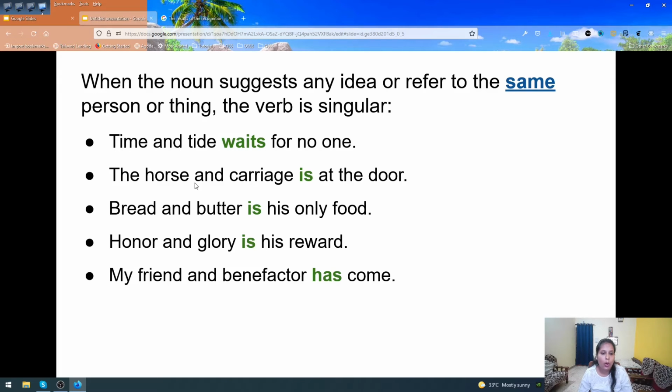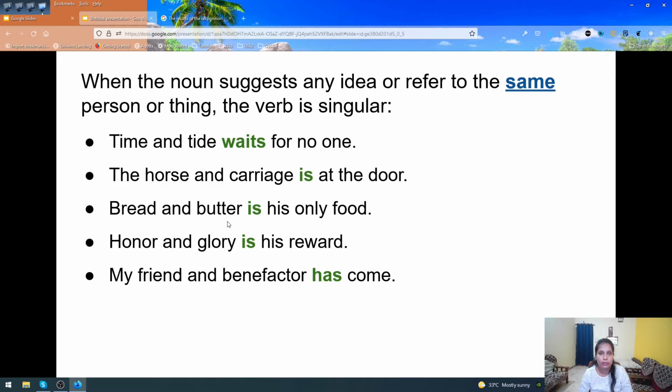The horse and carriage is at the door. So here horse and carriage belong to the same horse cart, isn't it? Horse and carriage. So that's why our verb here is singular. The horse and carriage is at the door.